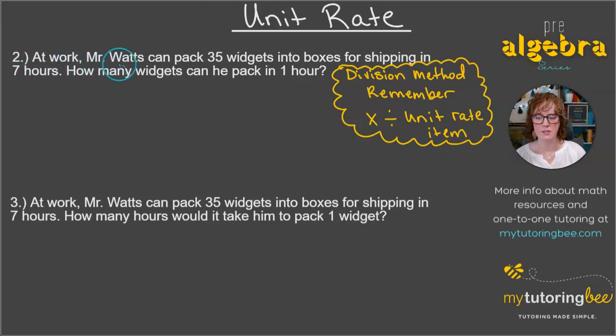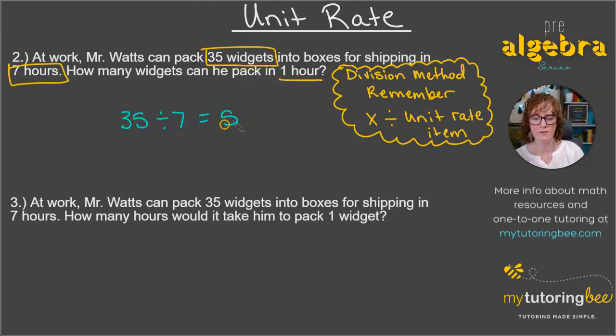So at work, Mr. Watts can pack 35 widgets into boxes for shipping in 7 hours. How many widgets can he pack in 1 hour? Okay, so the unit rate that we're trying to find is 1 hour. So that means we are going to be dividing by the 7. So our problem is simply 35 divided by 7, which equals 5. So that means that Mr. Watts can pack 5 widgets in 1 hour.